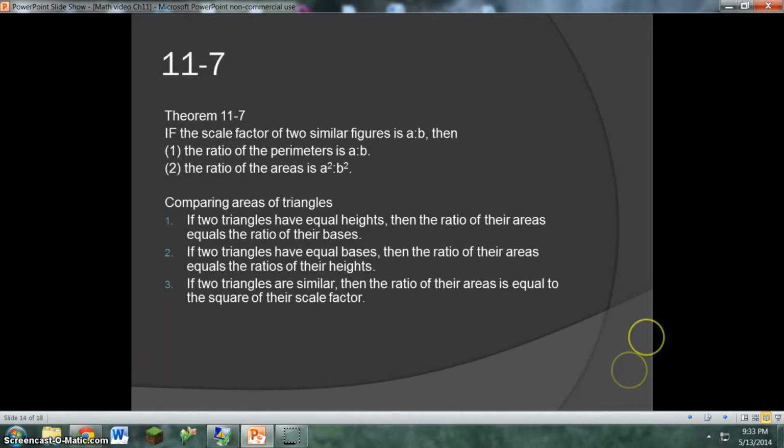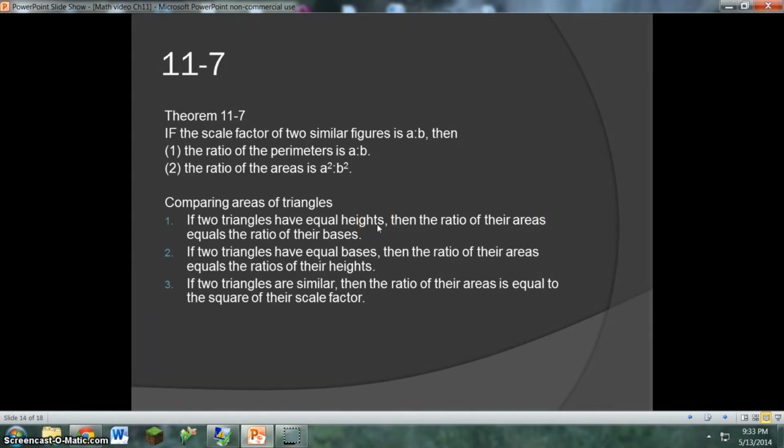11.7 Ratio of areas. In this section, you will learn to compare the areas of figures by finding ratios. Comparing areas of triangles. 1. If two triangles have equal heights, then the ratio of their areas equals the ratio of their bases. 2. If two triangles have equal bases, then the ratio of their areas equals the ratio of their heights. 3. If two triangles are similar, then the ratio of their areas equals the square of their scale factor.